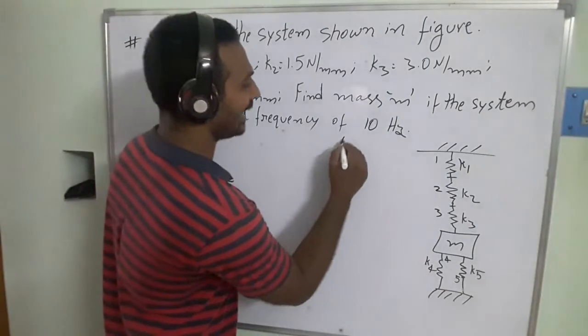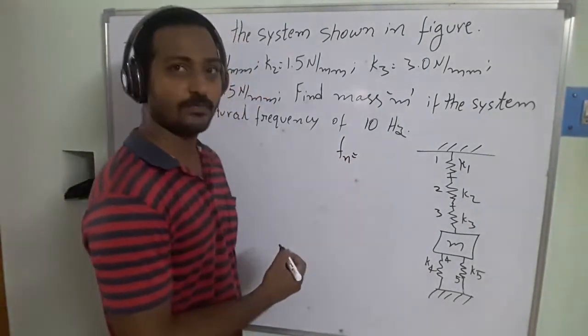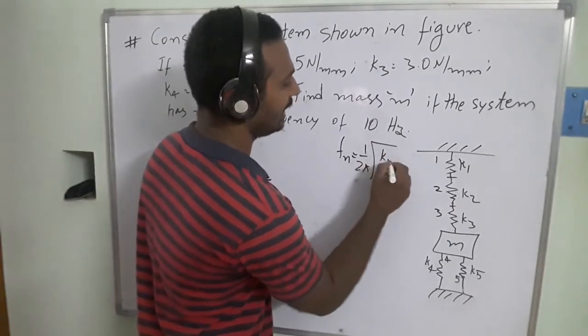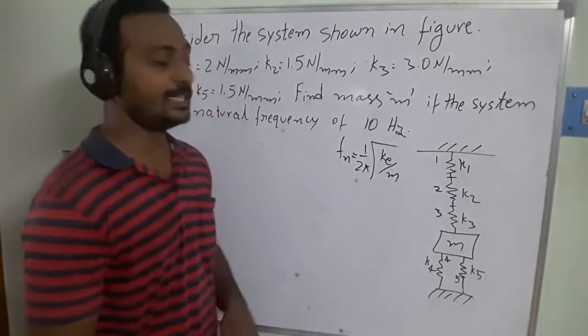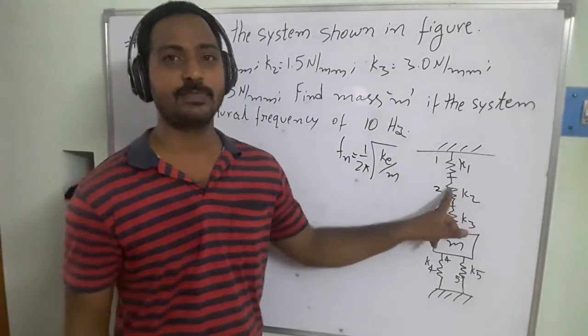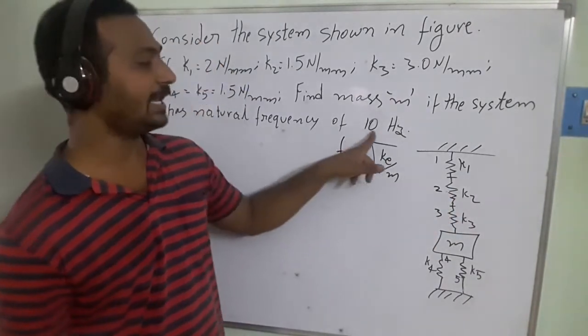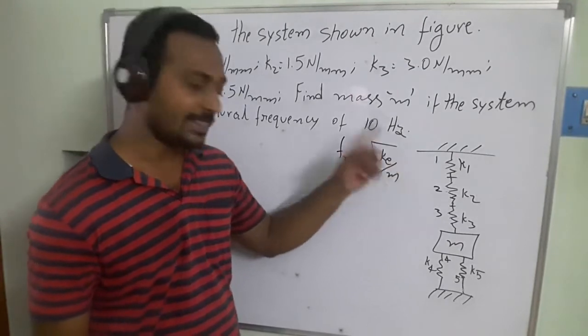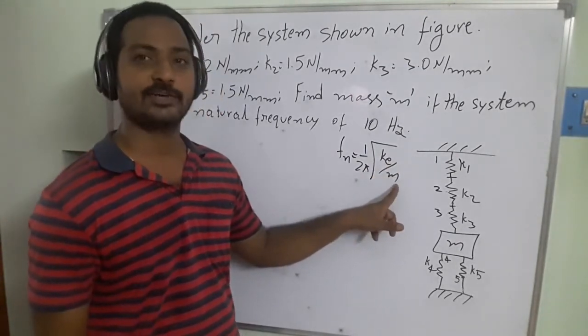As we know, the natural frequency fn is equal to 1 by 2 pi square root of Ke by m. Here, Ke we need to derive from these springs, and fn is given as 10 Hz. From this we will solve for Ke and then calculate the mass of the system.